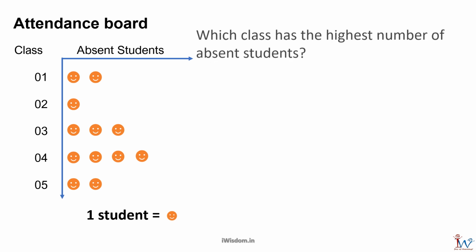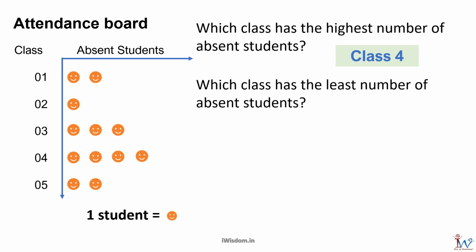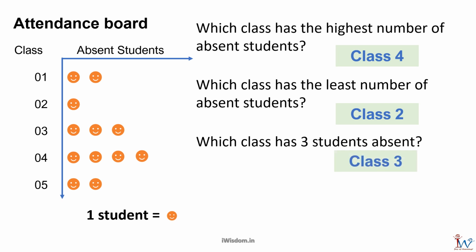Which class has the highest number of absent students? Class 4 has the highest number of absent students. Which class has the least number of absent students? Class 2 has the least number of absent students. Which class has 3 students absent? Class 3 has 3 students absent.